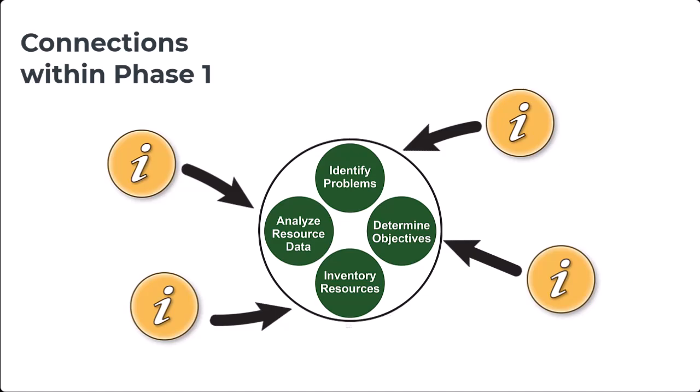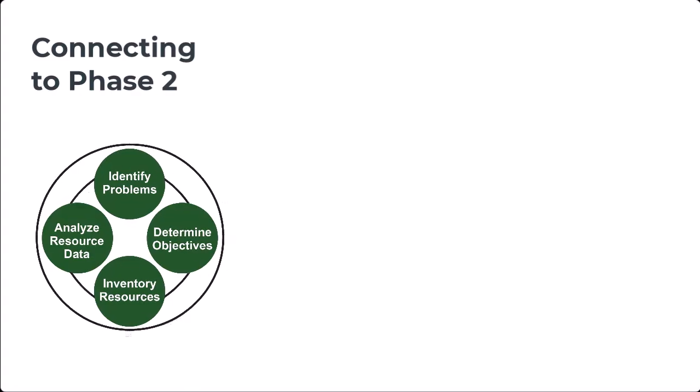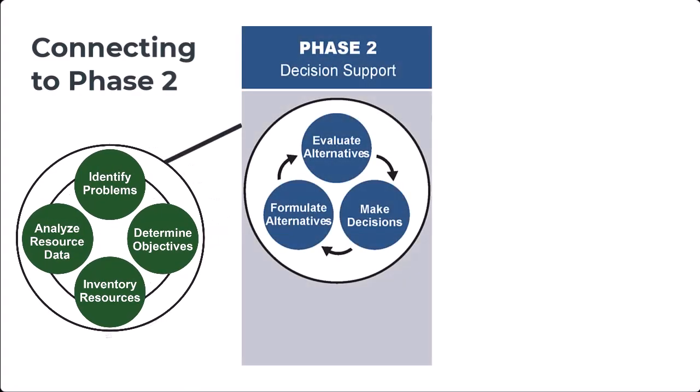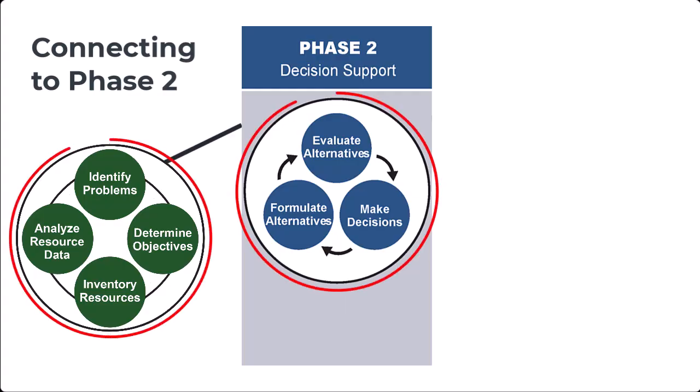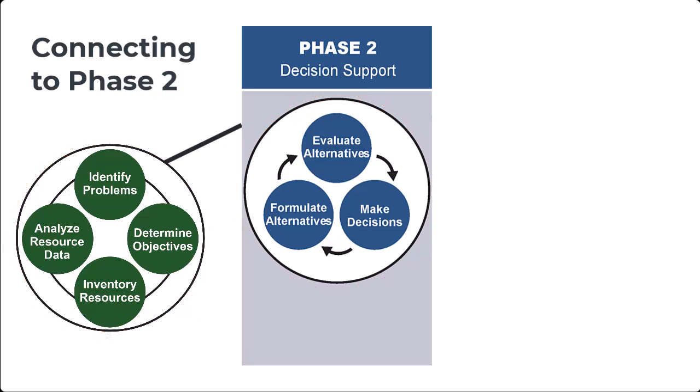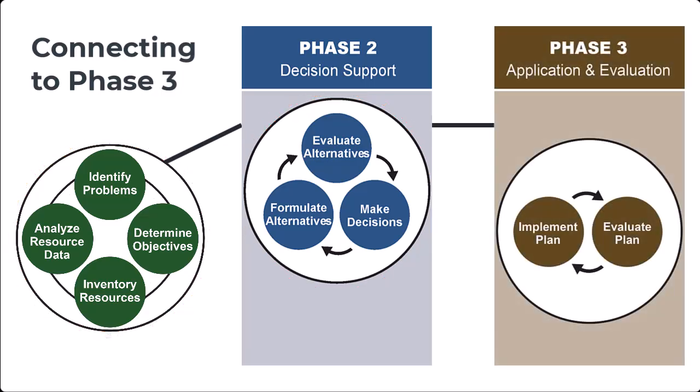I want the customer to know how the dots of the first 4 steps connect, and then how all of that information connects to the next phase of thinking about and deciding on alternatives for treatment. Connecting the dots helps me show how these parts of the conservation planning process are connected to each other and how those connections are related to the end goal of implementing a conservation plan that supports their objectives.